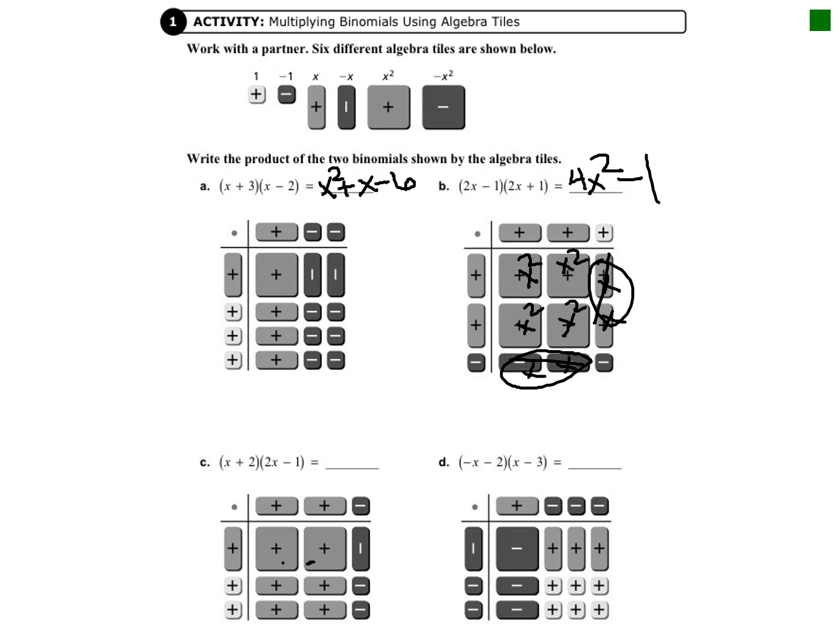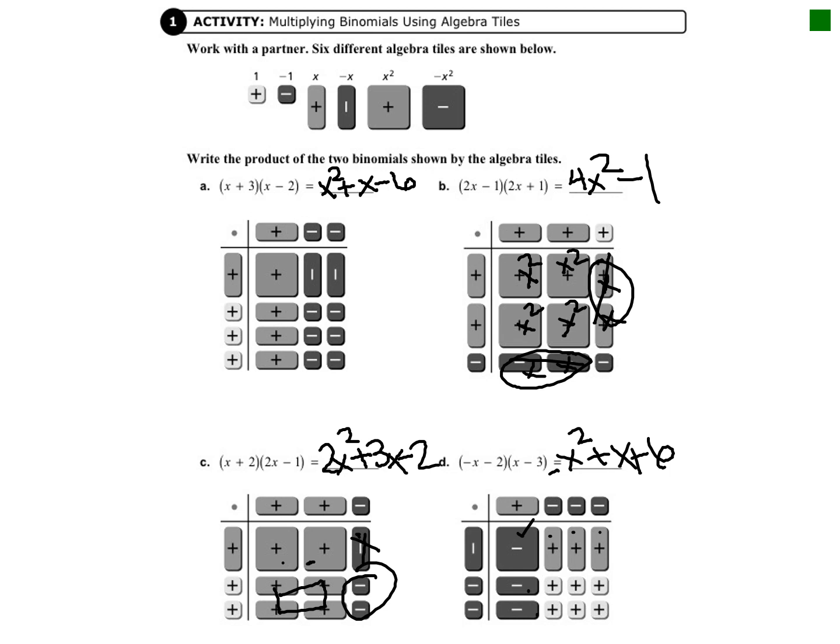2 positive x squareds. 1 negative x with 4 positive x's combines to positive 3x, and then minus 2 because we have these two small rectangles. 1 negative x squared, 1, 2, 3 positive x's, 2 negative x's, so plus x, and then plus 6 1s. And you did it. That's how the algebra tiles will look.